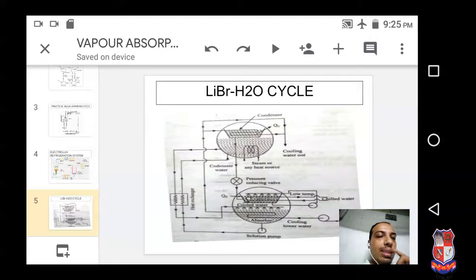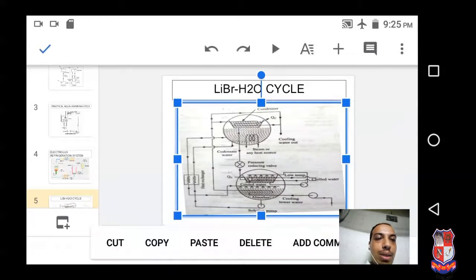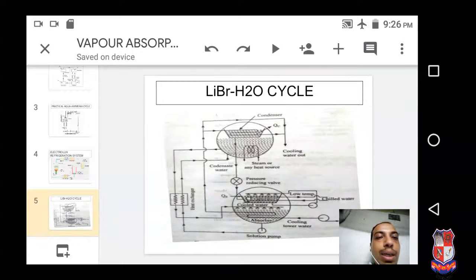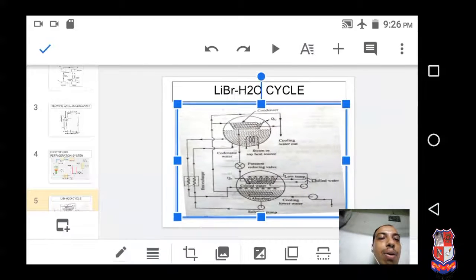First of all we are discussing the evaporator process. Okay, evaporator, there is a spray type of evaporator available, meaning the water which is coming out from the condenser passes through the pressure reducing valve, or we can say expansion valve, so its pressure as well as temperature are both reduced and it passes to the evaporator. In the evaporator it is sprayed on a pipeline.